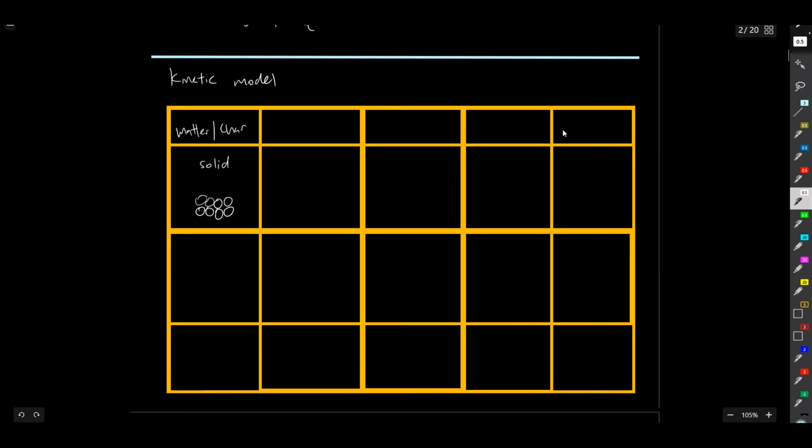Four categories. Your notes may have more, but I memorize it with four categories only. Then liquid is not as closely packed. And then finally gas looks something like this. And then the four categories: I want you to remember SAMF. S stands for spacing, A stands for arrangement, M stands for motion, and F stands for forces of attraction.